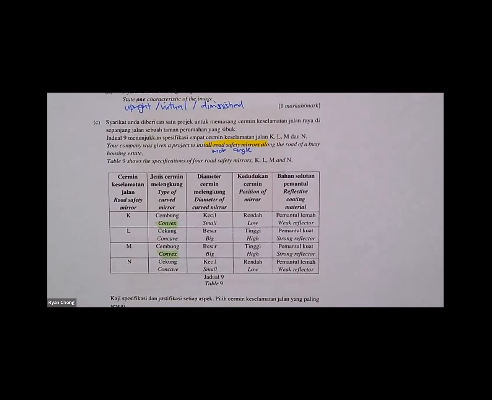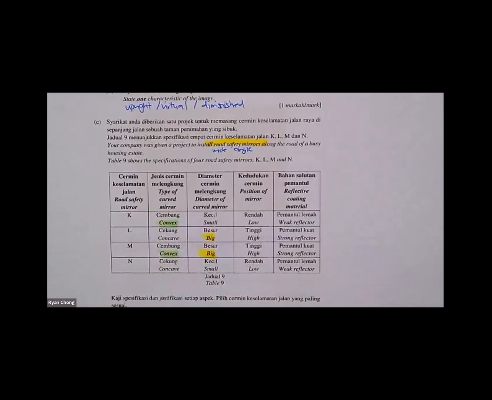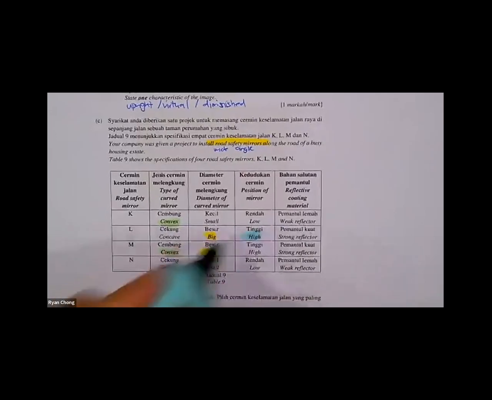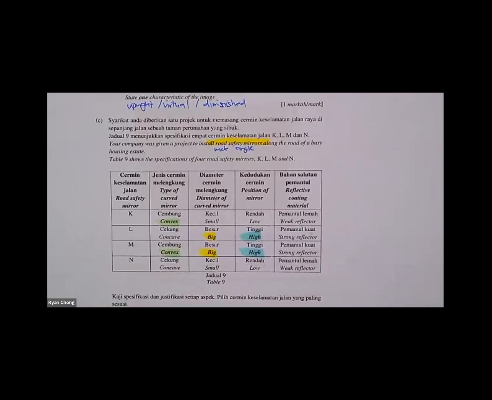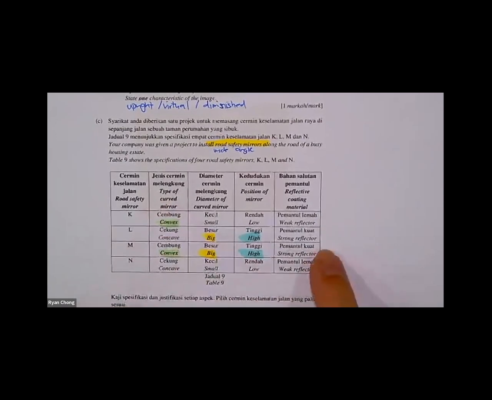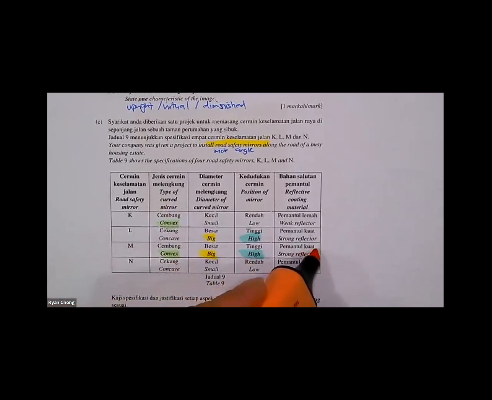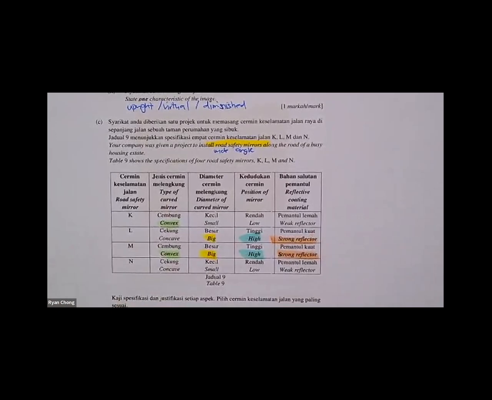Diameter, of course, as large as possible so that you can have a greater surface to reflect the light. Position, of course, high position. Why? With a higher position you can remove all the blocking, less obstacle blocks you. Reflecting coating material: among all, let's say you don't know, this one already hit 3, so of course you will choose the strong one. Strong reflecting will make the light more reflective, and then you can form a clearer image.